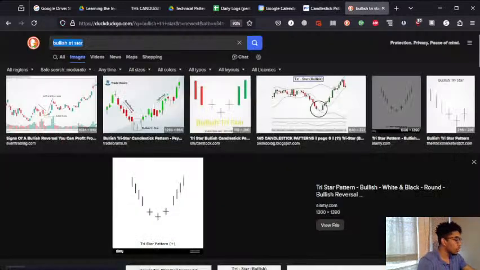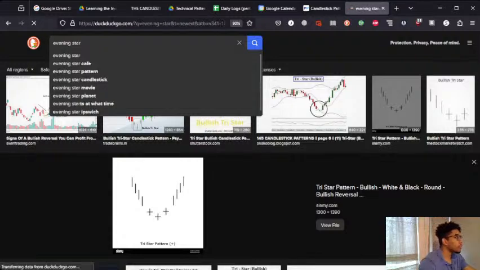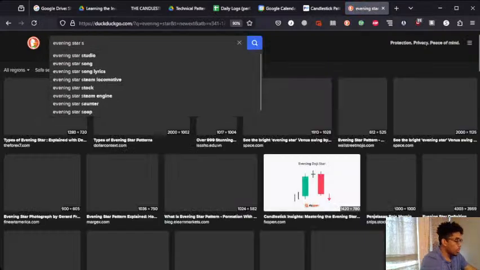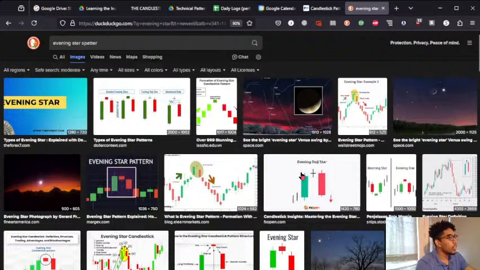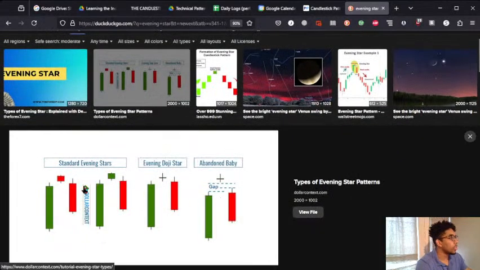Yeah, so evening star pattern. Yeah, so this is what I'm talking about, right? So right here you have your bullish trend, and then you have your bullish candle. There's a little bit of a gap, and you have another candle, but it's small. And then in between the gap between the two preceding candles, the third one opens in the middle of that gap, and then closes within the first candle.